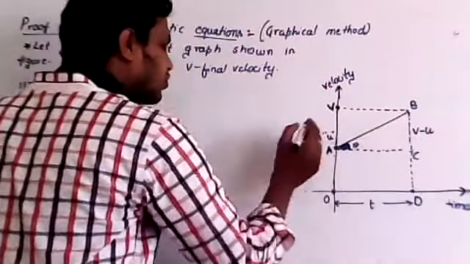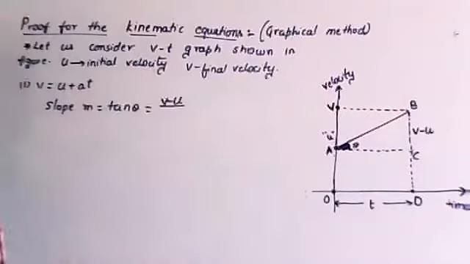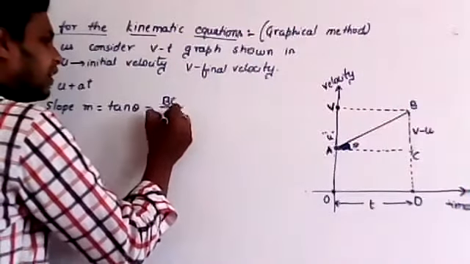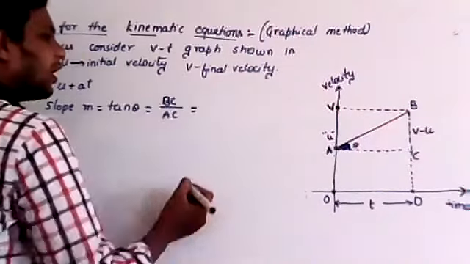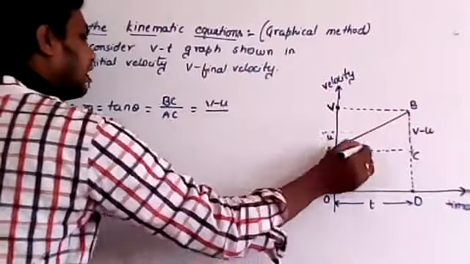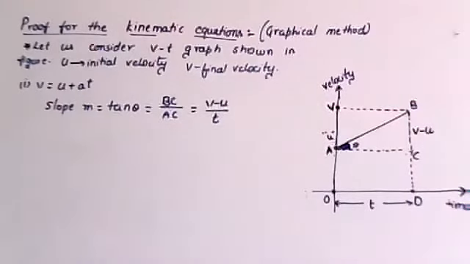That is opposite side by adjacent side. What is the opposite side? V minus U, that is BC, by AC. Now remember, BC value is V minus U, and the AC value is nothing but OD, which is taken as t.